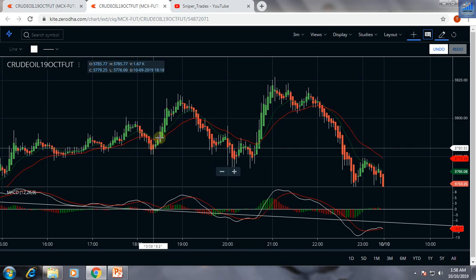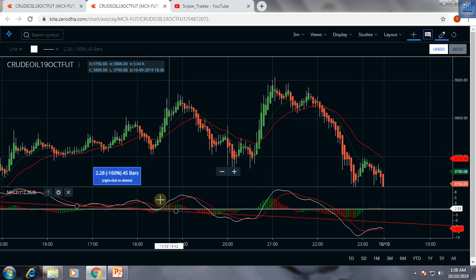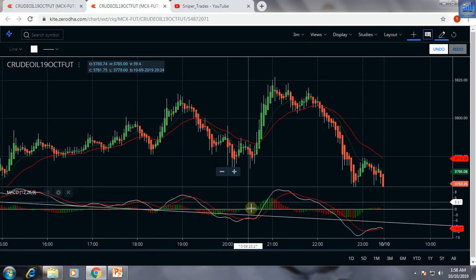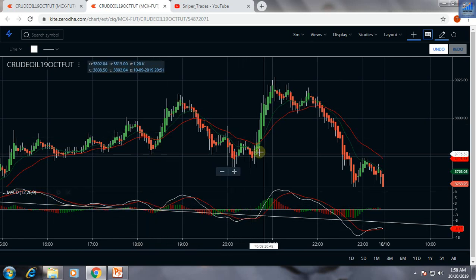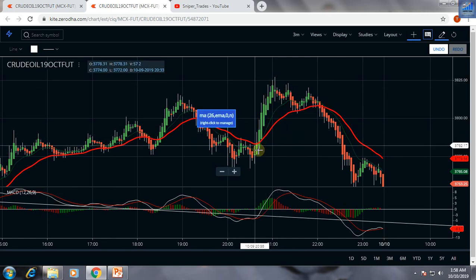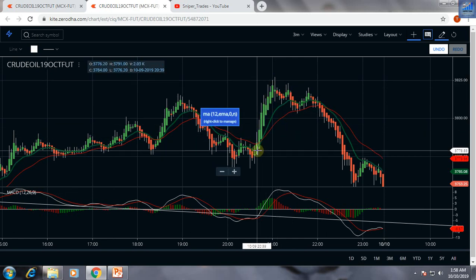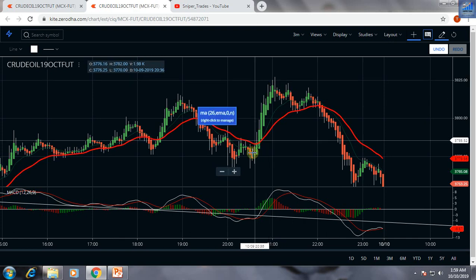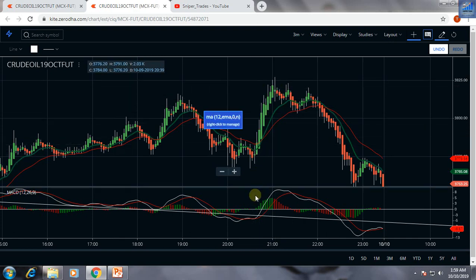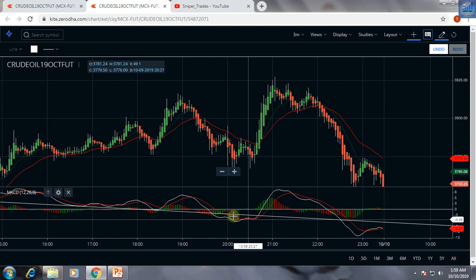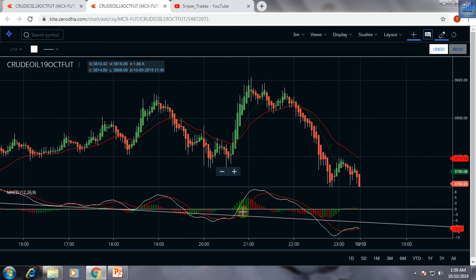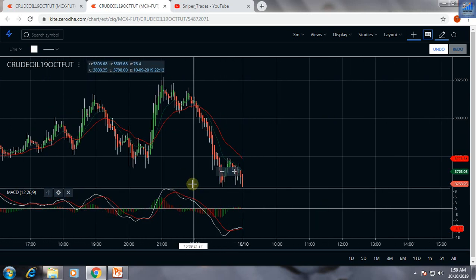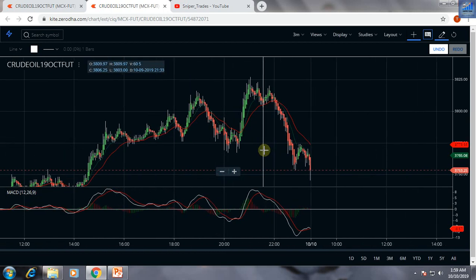See here, here also MACD has crossed above the signal line, but the movement is less. But at this particular level, the price has moved much. See, from the 3778 level, it has made a high of 3827. That is the great movement that occurred after this particular crossing, after path violation. So this was an example of a long position.